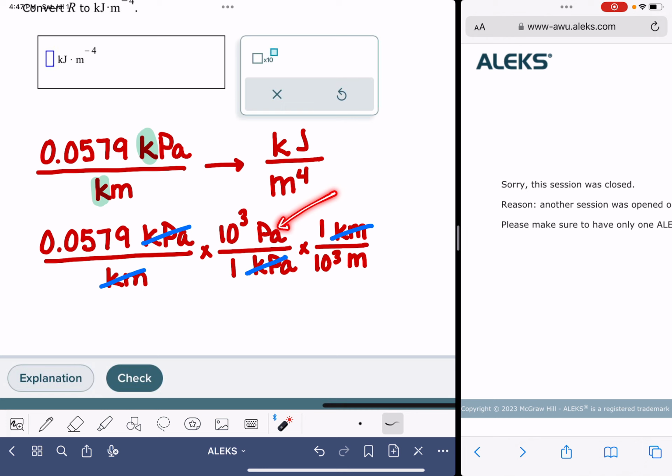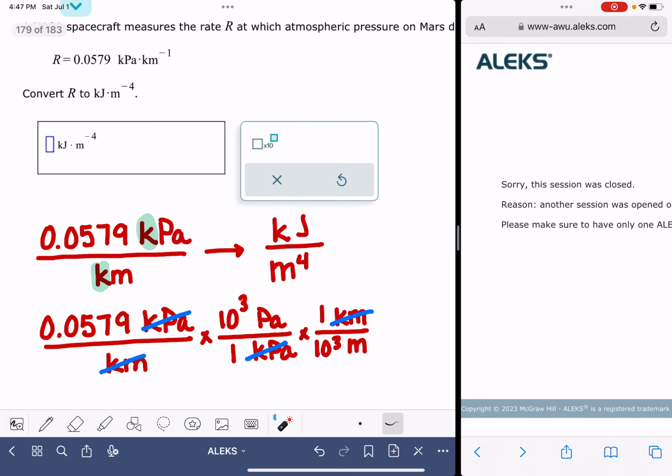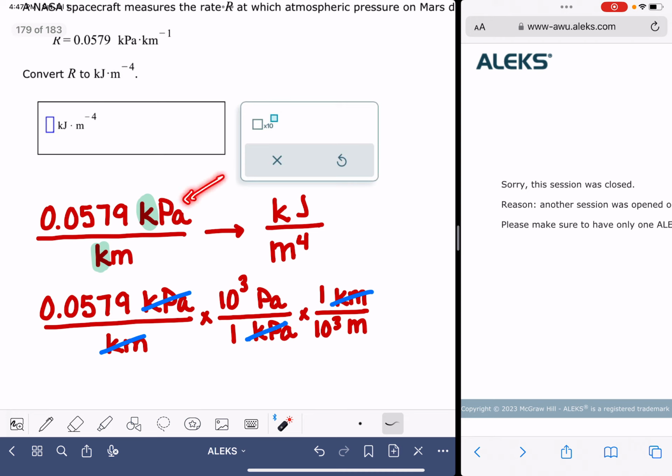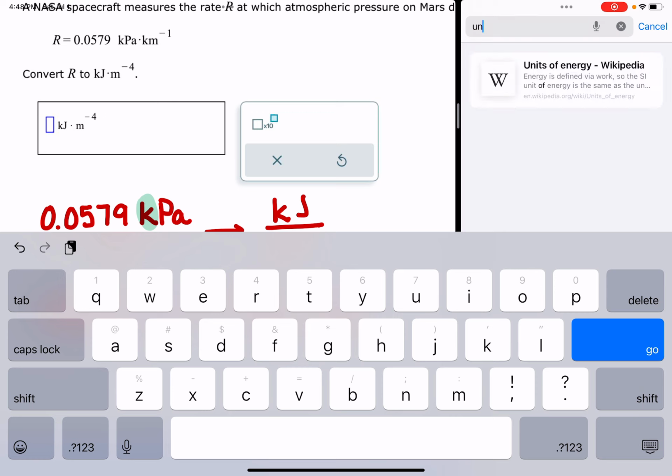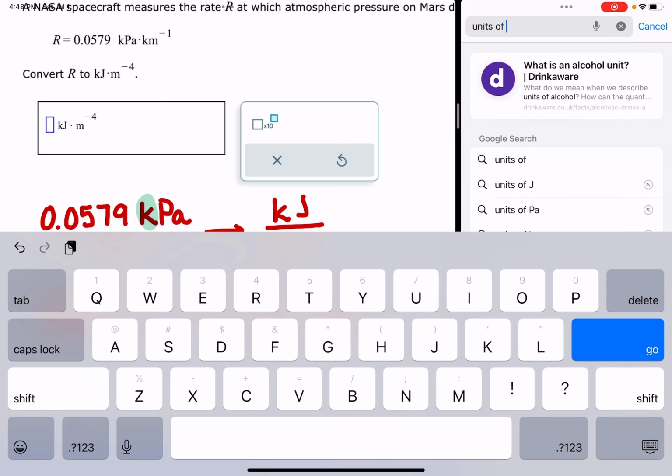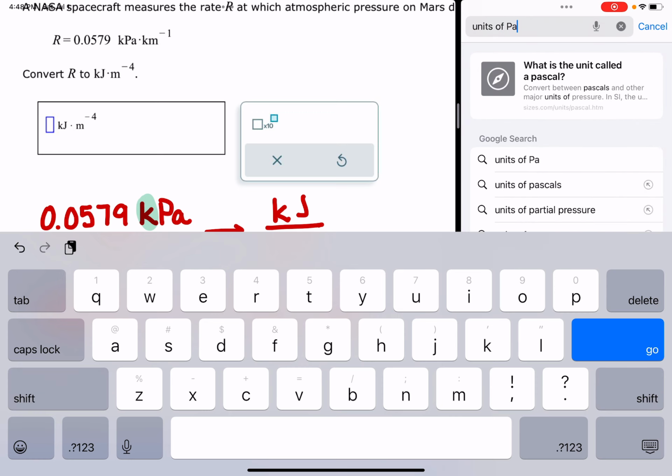Now let's talk a little bit about pascal and also joule, and in fact whatever funky units ALEKS is giving you to convert with, maybe it isn't going to be pascals and joules. These are units of units. So these are units that have their own units in them. The next step for me is to look up the units of the unit pascal. I'm just going to use the internet to do that. What are the units of a pascal? I'm just going to use the abbreviation.